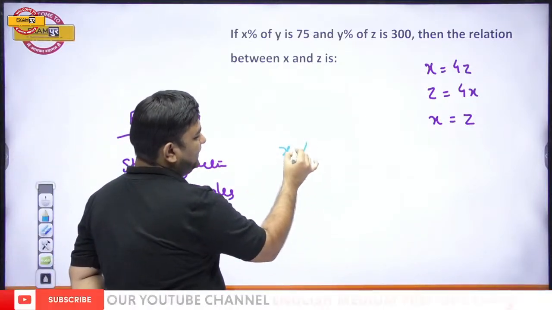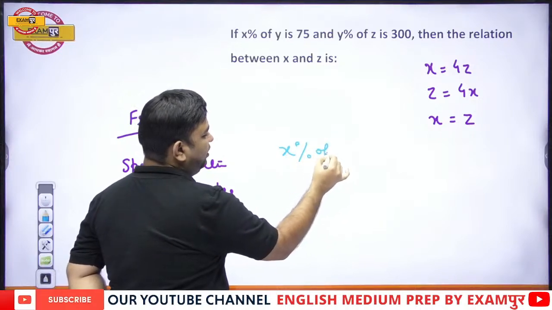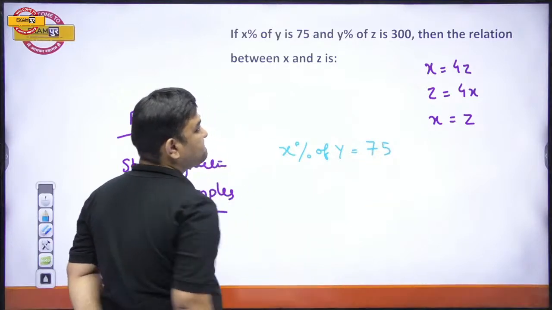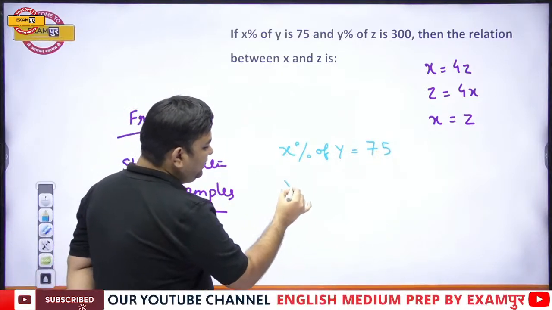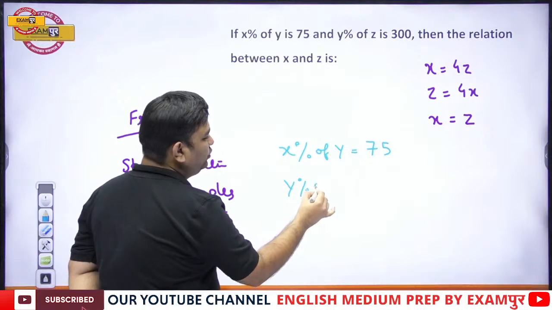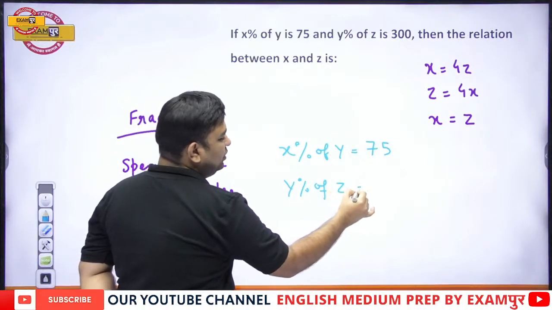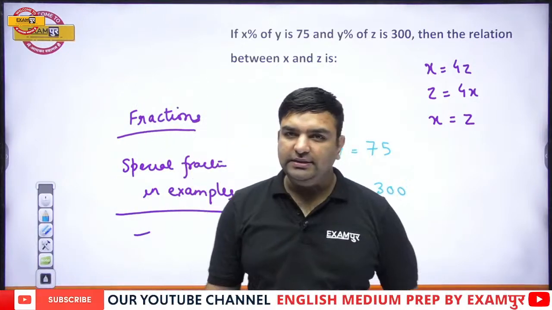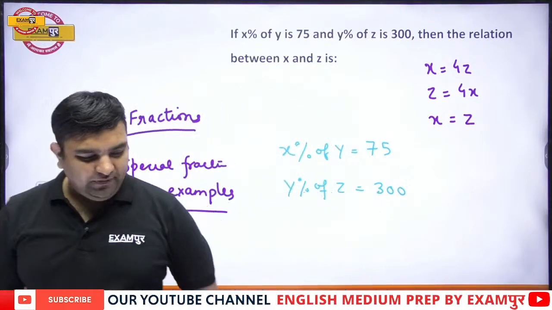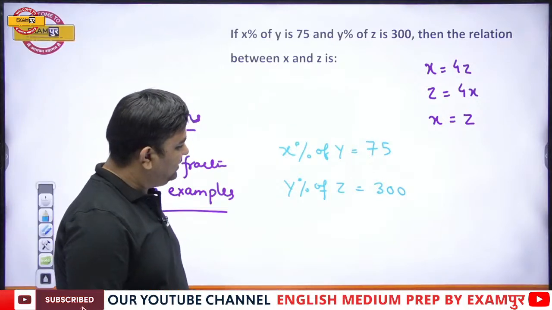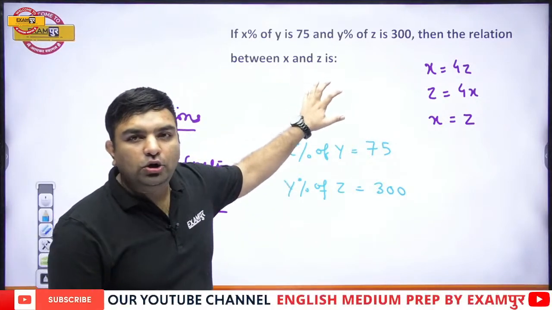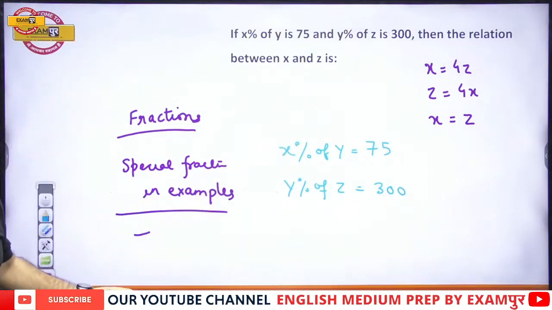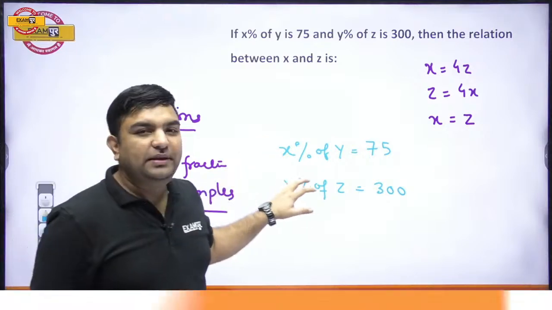x% of y is equal to 75. y% of z is equal to 300. What is the relation between x and z? Guys, we want to establish the relation between x and z. So I think we have to eliminate y.